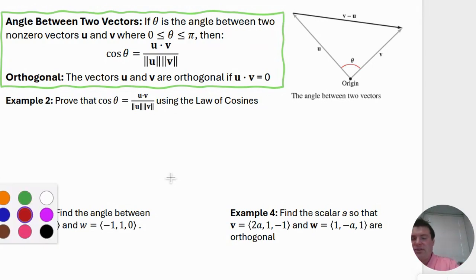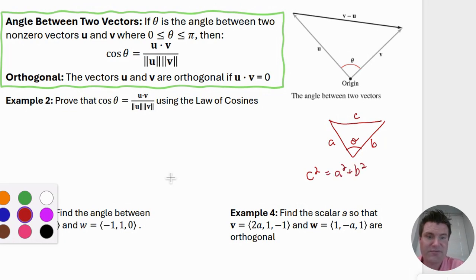Now in AP Pre-Calc, you may or may not have gone over the law of cosines. So what I'm going to do is just draw a picture here and show you what the law of cosines is. So law of cosines says that c squared is equal to a squared plus b squared. Sounds kind of familiar, but we're going to subtract 2ab cosine theta. So that's the law of cosines.